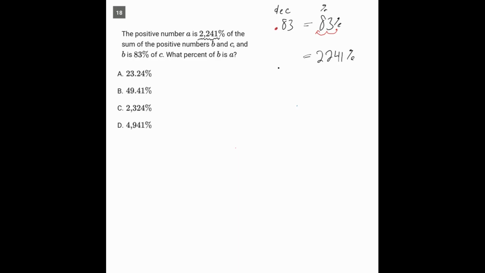So similarly, if we have 2,241% of something and we take the decimal and move it 2 left, so the decimal is here, and we're going to go 1, 2 to the left. That's going to give us 22.41. So when the question tells us A is this percent of the sum of B and C, we can translate that into saying A is equal to 22.41 times the sum of B and C.